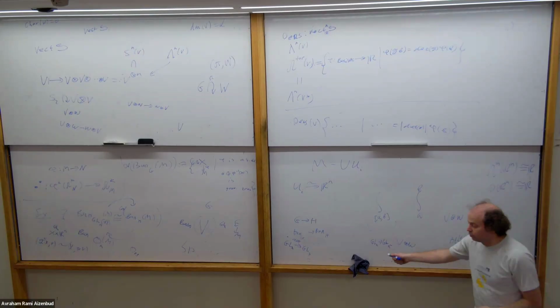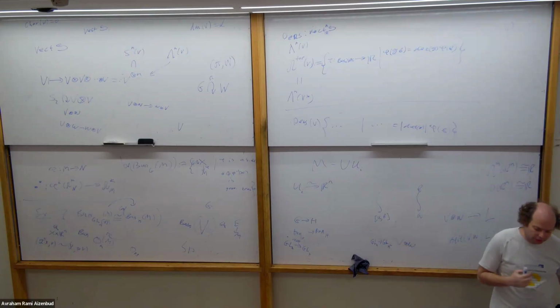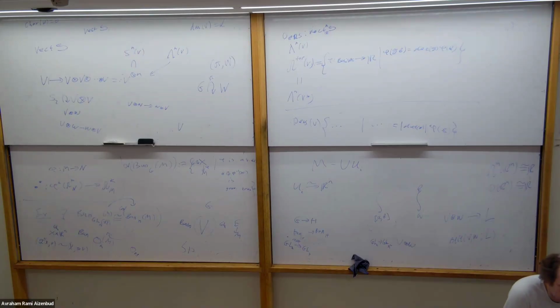So the map should be continuous, like the functor should be continuous. Okay, so I think we can make a break, and after a 10-minute break, we will do unit grammar.